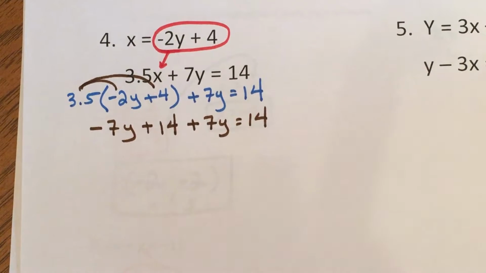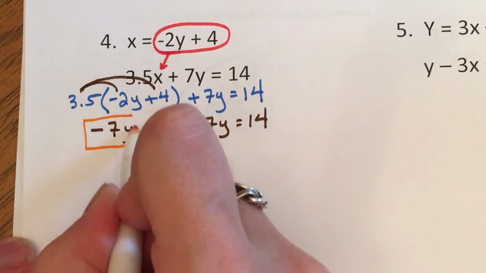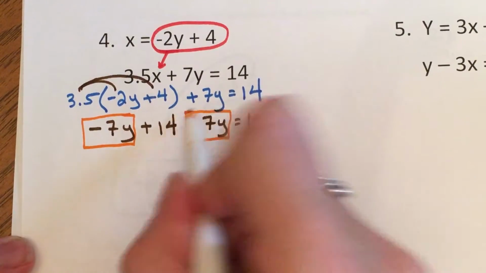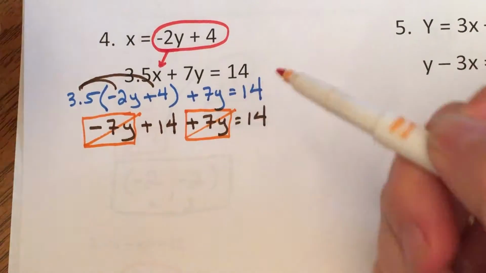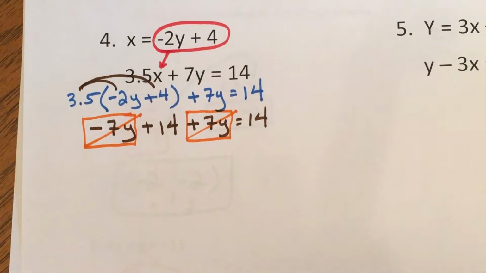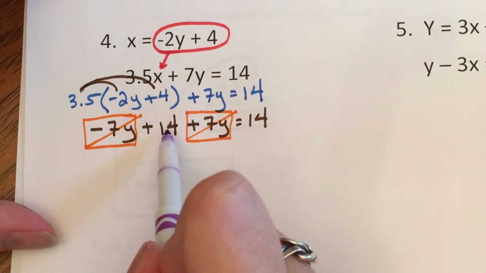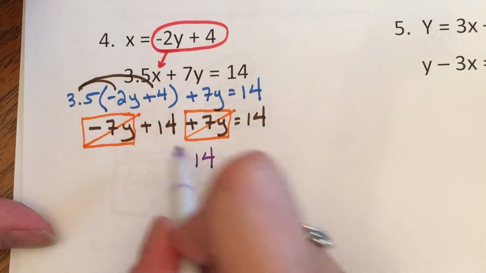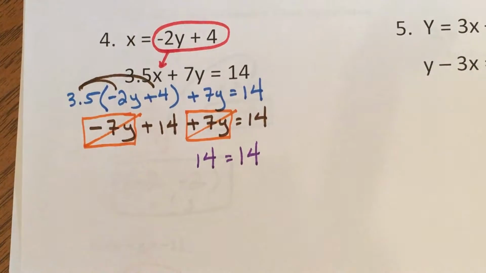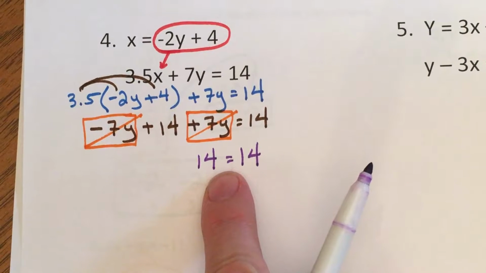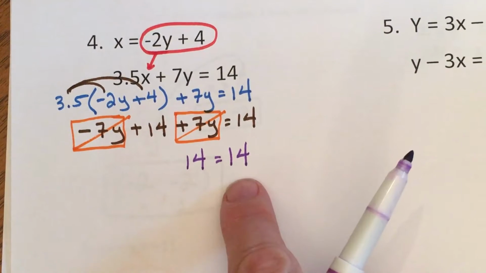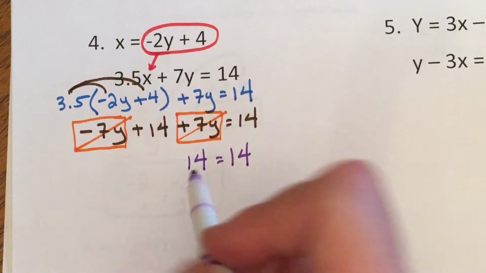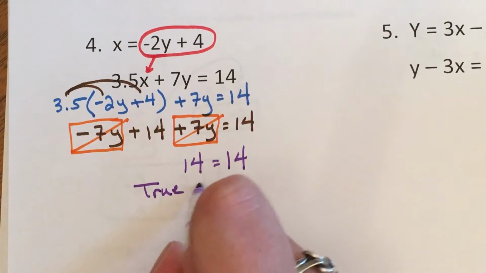Hey, I've noticed something real quick. This is a negative 7y. This is a positive 7y. What is negative 7 plus positive 7? Nothing. These cancel out. So what do we have left? Not much. I have 14 on the left, and I have 14 on the right. That's a weird little situation, but does 14 equal 14? Like $14 equals $14? Yeah, it does. This is a true statement.